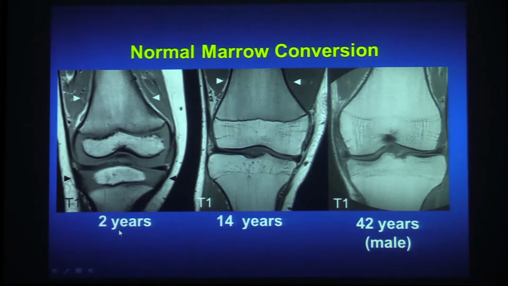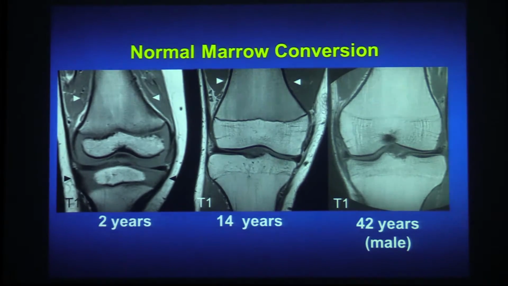A 2-year-old, a 14-year-old, and a 42-year-old, coronal T1 weighted images. So here in the distal femur, the diaphysis and the metaphysis, we see the red marrow. In this 2-year-old, actually, we still have cartilage as the background in the epiphysis, but that portion of the epiphysis that has ossified has already turned from red to fatty marrow.